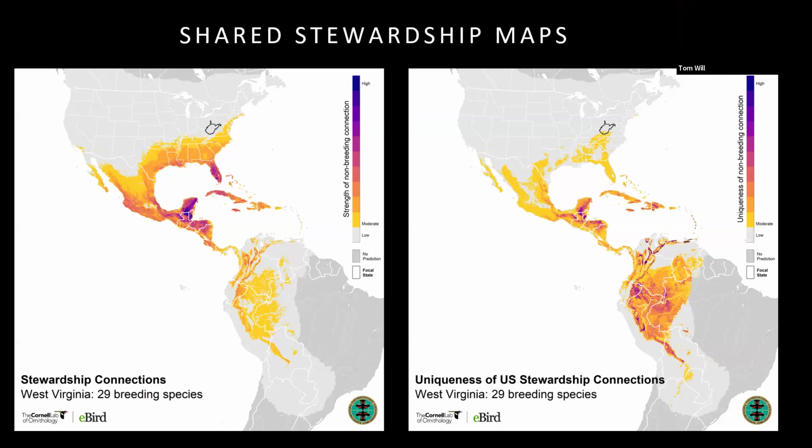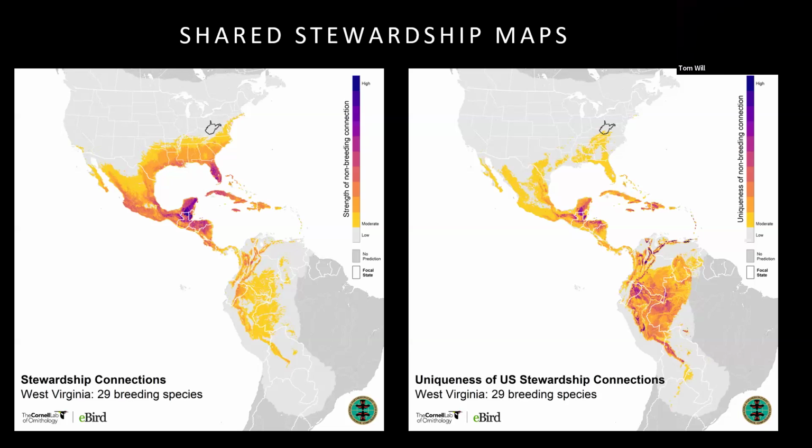So for example, this is a representation of 29 breeding species that breed in West Virginia, and where those areas are that are most important at the population level. This is not connectivity, this is at the population level. And here is the uniqueness component, which is just, we weigh it by the percentage of the population of that species that's breeding in West Virginia.